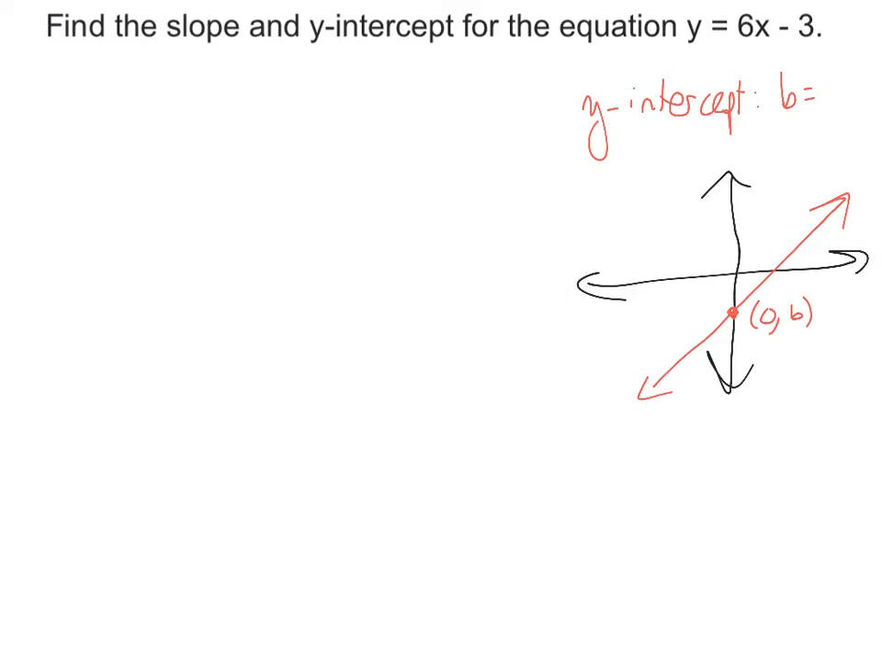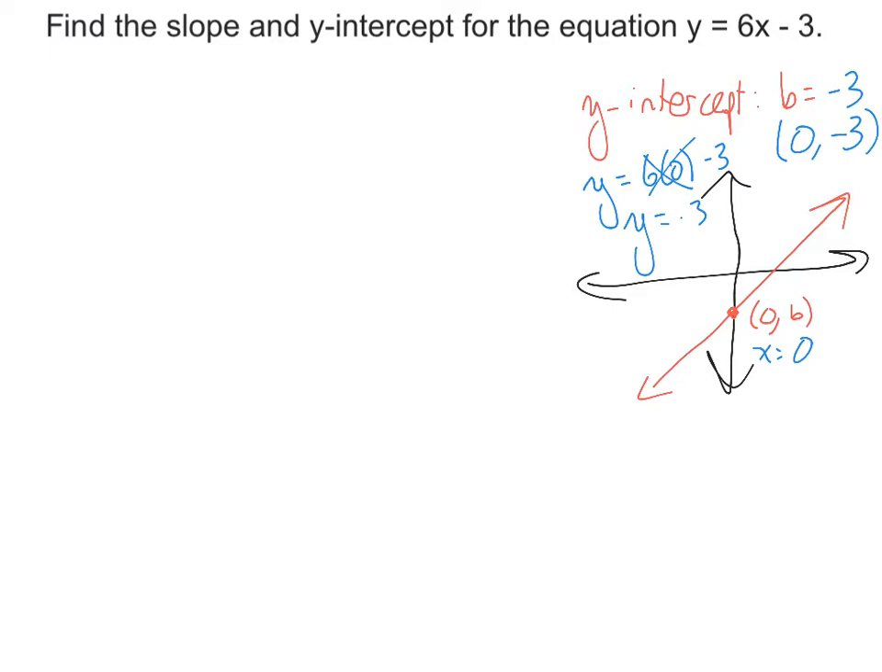Anyway, so we know that anywhere on the y-axis my x value is 0, so I can take my x and make it equal to 0. So if I do y equals 6 times 0, then minus 3. 6 times 0 is 0, so we end up with y equals negative 3. And so my b is negative 3. You may also be able to write the point as 0, comma, negative 3, either one. So there's the y-intercept. Okay.